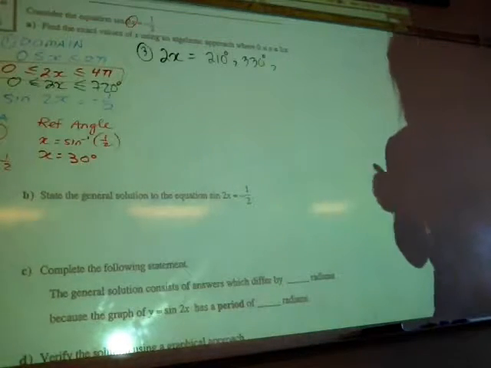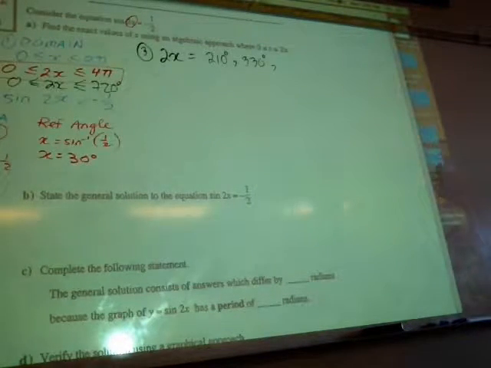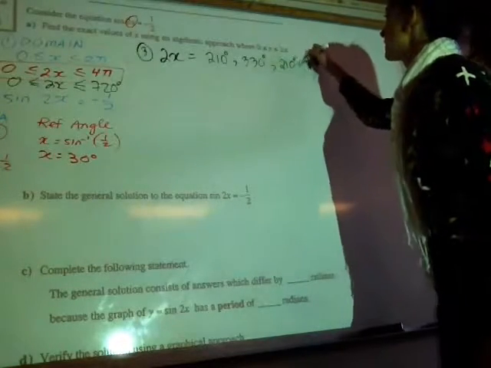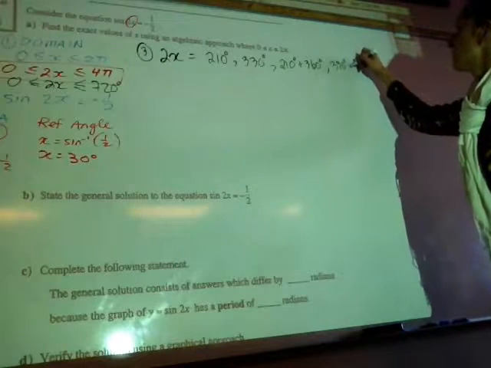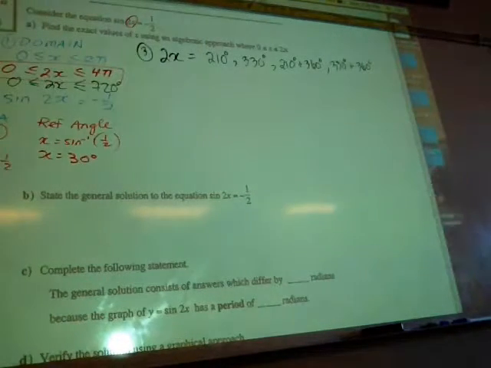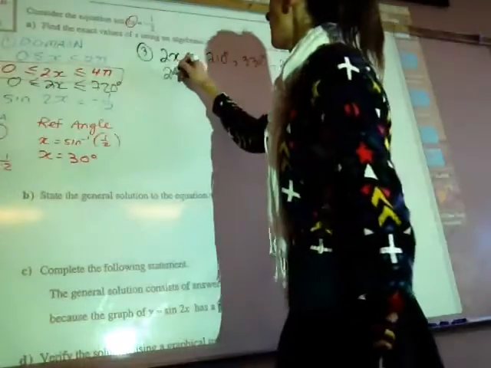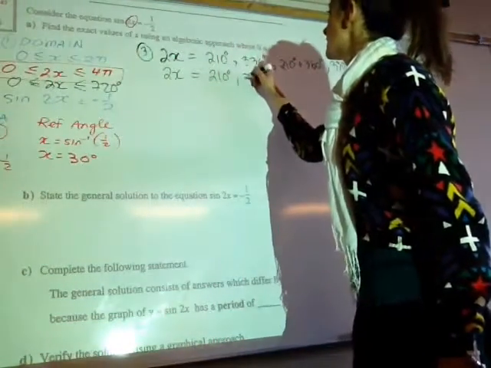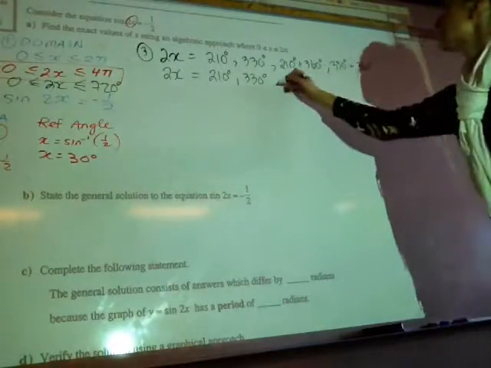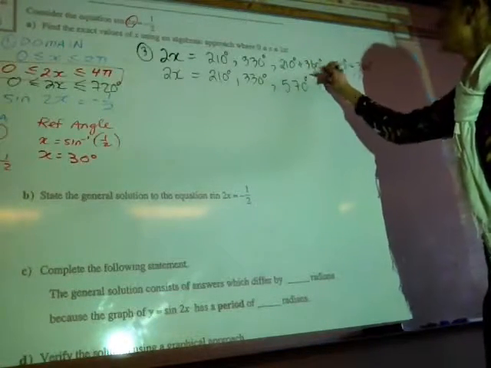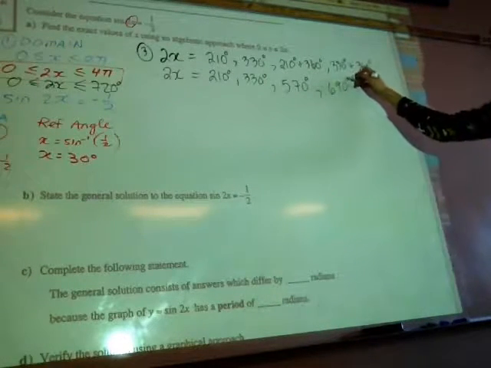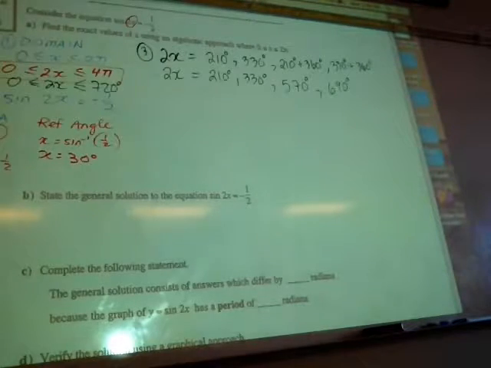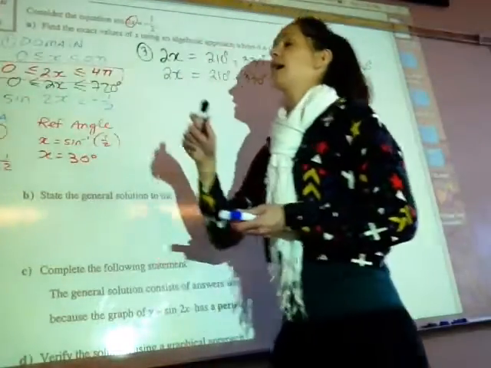Okay, the period of sine is 360. So we need to go now 210 plus 360. And we take the 330 and we add 360. Let's just see what we get. So 210 degrees, 330 degrees, 210 plus 360, 570. And 330 plus 360 would be 690 degrees. So those are solutions for 2x between a domain of 0 to 4 pi.